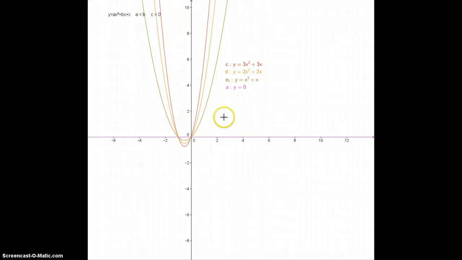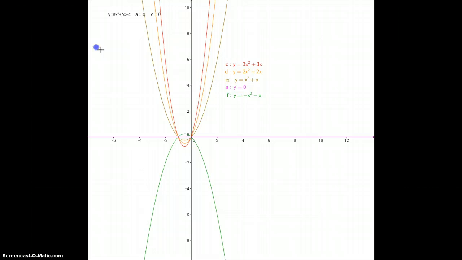Now let's look at what happens when a and b go negative. If we go negative by 1, we get negative x squared minus x. Now before we look at the parabola, we can look at the equation up here, x squared plus x, and notice that they are the same equation, except this one, the green one, is the negative of this one. If you multiply x squared plus x by -1, you get this equation.